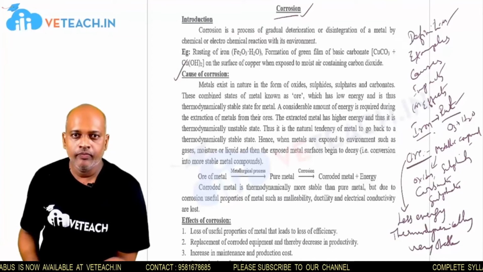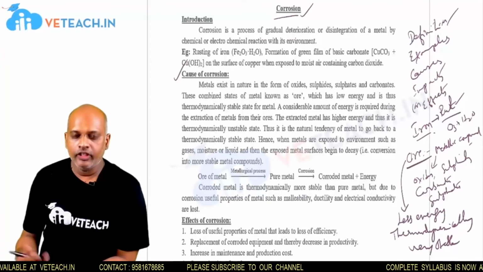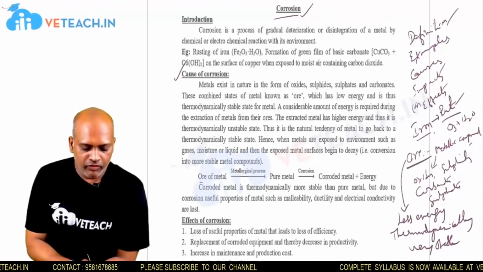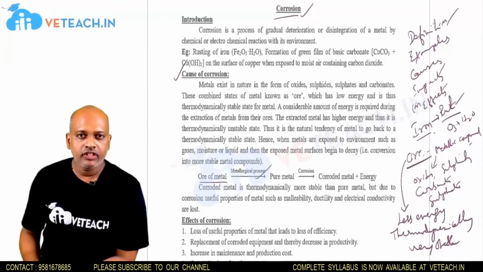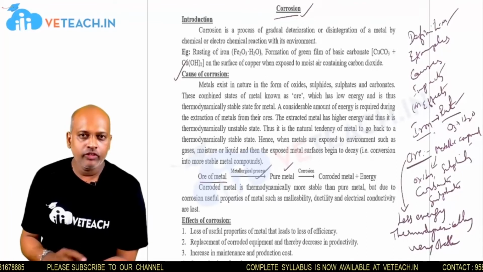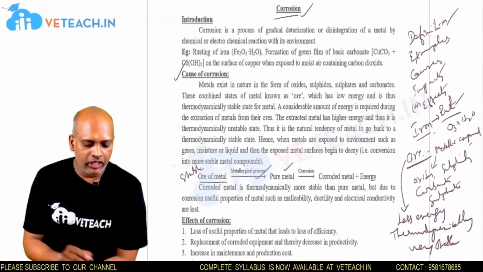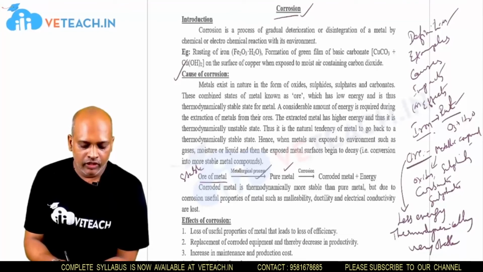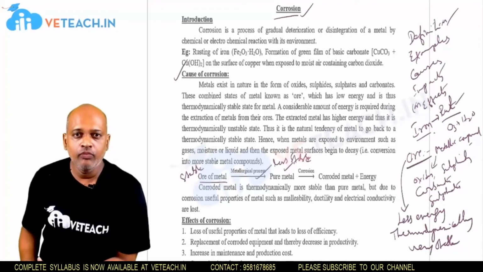For our use, the ores are extracted from the earth and converted into metallic form. That means the ore of the metal undergoes a metallurgical process and pure metal is extracted. In this process, the thermodynamically stable metallic ore converts into pure metal, which is less stable, thermodynamically very unstable.